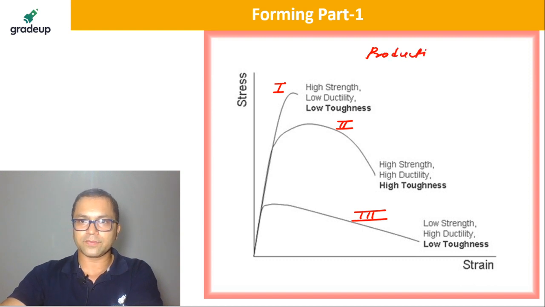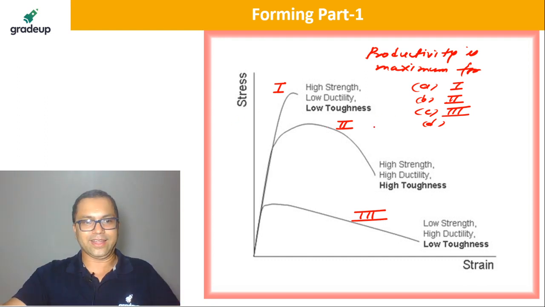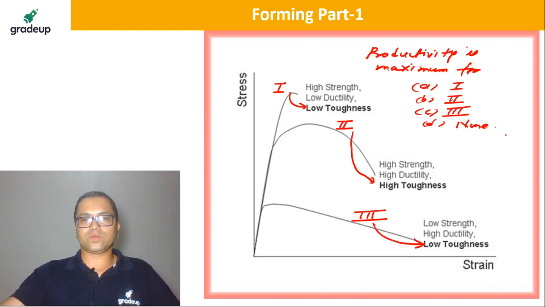So productivity again is maximum for what? A option 1, B option number 2, C option number 3. It's already given to you guys. Everything is written over here, right? D option says none. So which is the correct option here? The first one has low toughness, the second one has high toughness because the area is too much here, right? And the third one has low toughness.